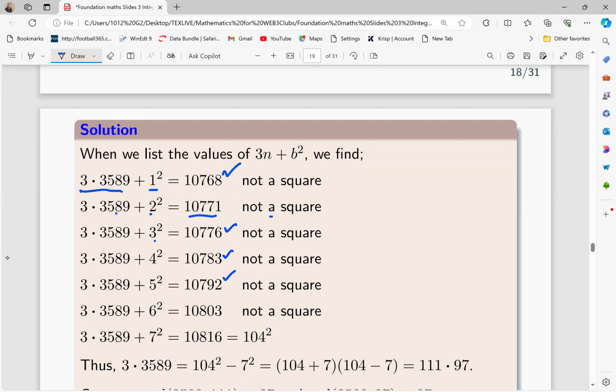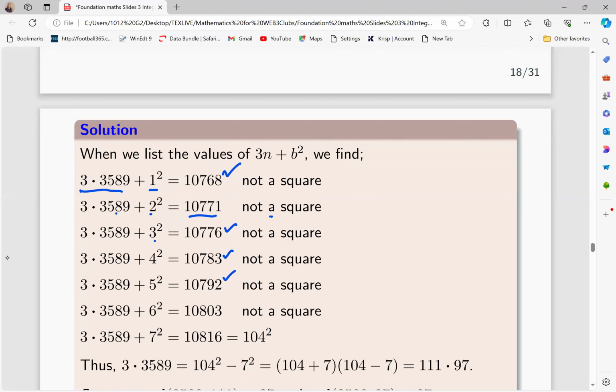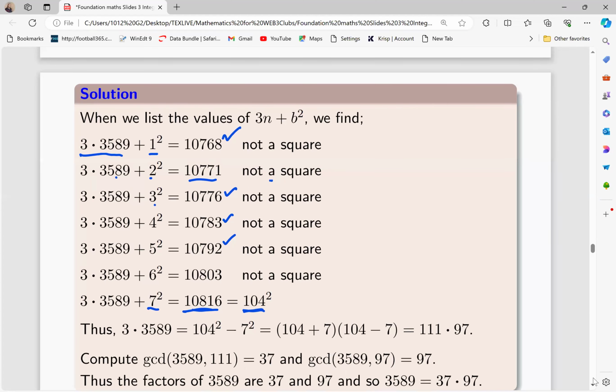Add 6 square. This is what I get. And again, this is not a perfect square. When I add 7 square, this is what I get. And my square root calculator gives me this. Gives me that the square root of this is plus or minus 104. And I know that I've reduced the steps. Otherwise, there would have been many.